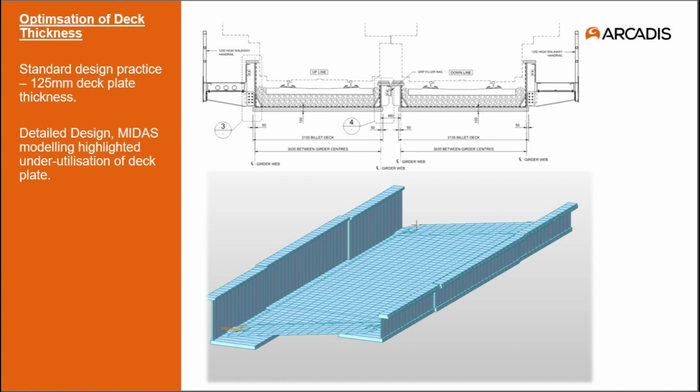Following Network Rail design practice that's been in place for several decades, billet deck bridges like this one have typically been designed with deck plates of 125mm thickness for the range of spans that this bridge is within. However, during detail design, our MIDAS modelling highlighted that the deck plate was significantly underutilised at the standard 125mm thickness. Once that underutilisation was identified, several rounds of additional analysis were run with decreased thicknesses of deck plate until an appropriate utilisation of the deck was achieved.